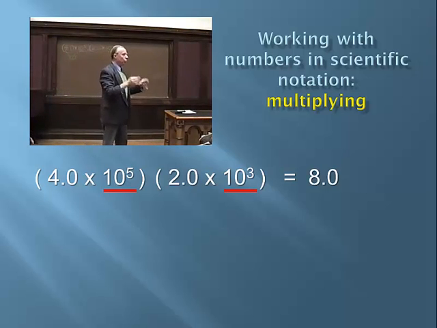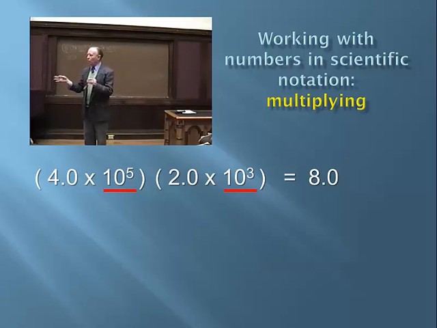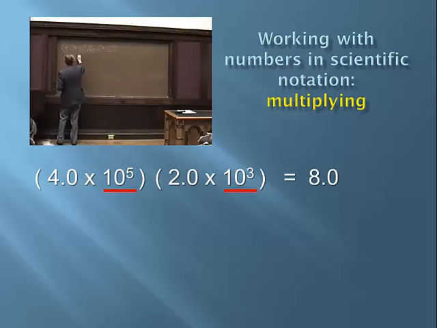When we multiply 2 powers, we add the exponents together. Can you remember that? So the result here will be times 10 to the 5 plus 3, which is 8. Okay?